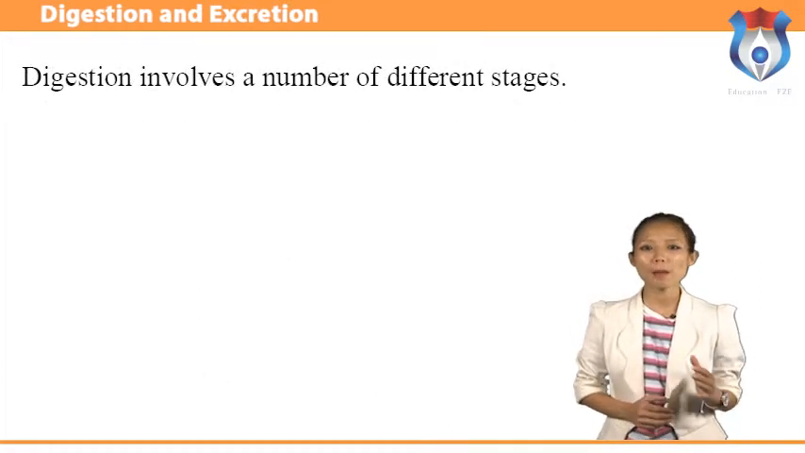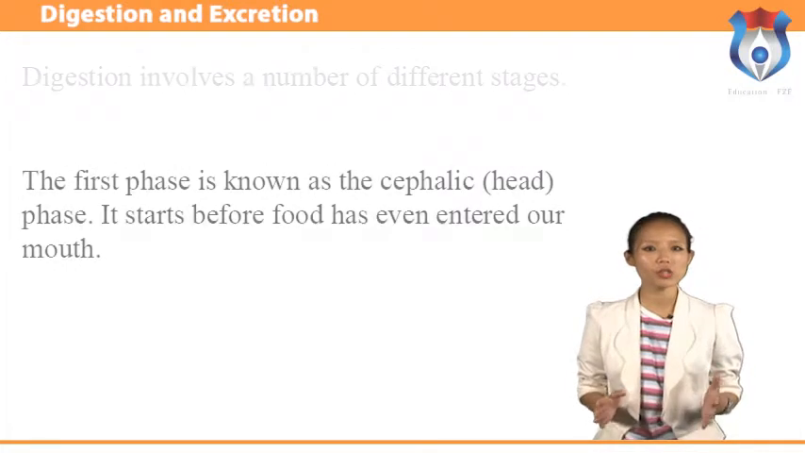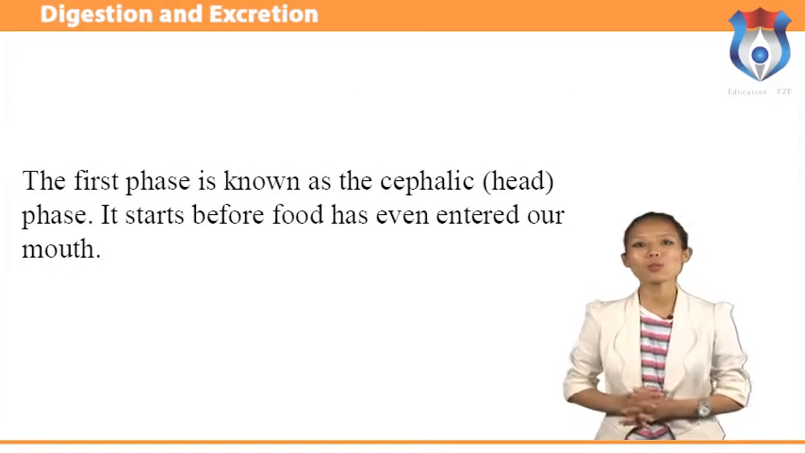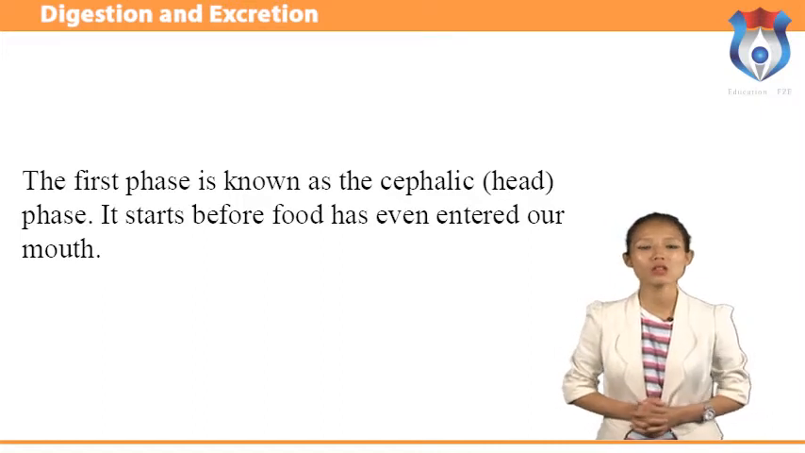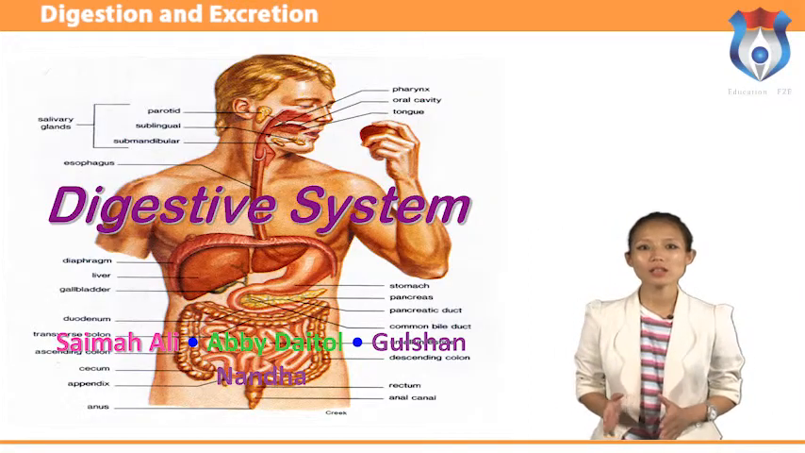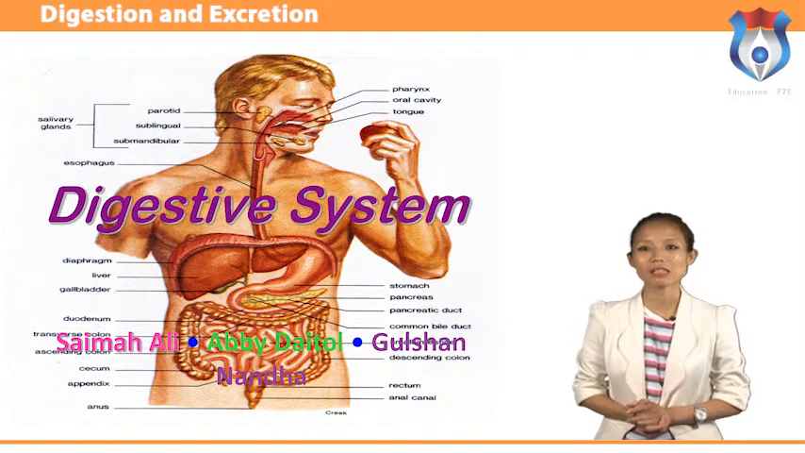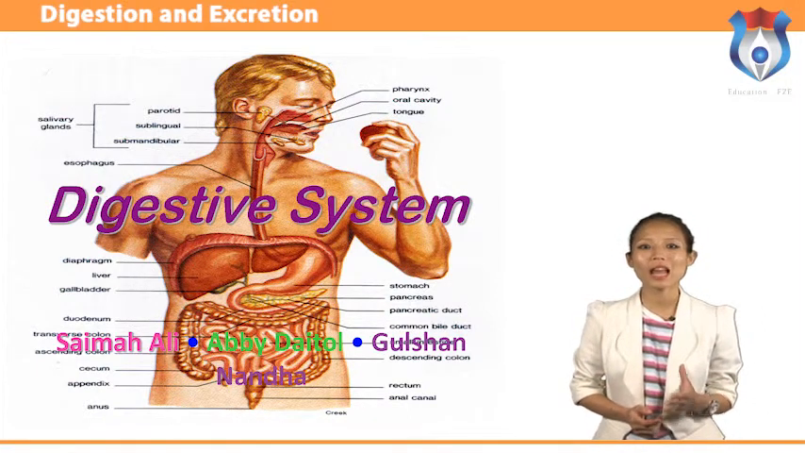Digestion involves a number of different stages. The first phase is known as the cephalic, or head, phase. It starts before food has even entered our mouth. The sight, smell, taste, or even the thought of food will activate saliva in the mouth as well as digestive juices, which contain enzymes to break down food.